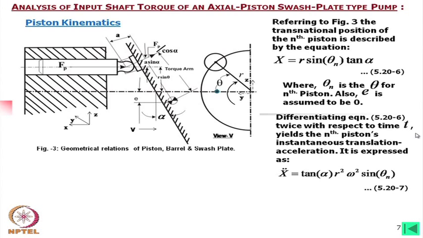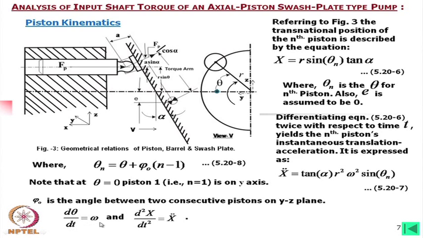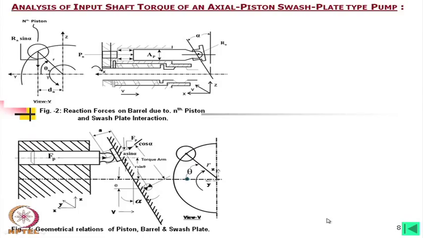Now, if we differentiate this with time twice, then we get the acceleration in this form. Omega again we are considering as a constant, otherwise another term will come here. That means if we would like to find out the transient of the pump when the pump shaft is accelerating, that will be different from this one. Here we are considering the pump speed is constant, steady state, but we are considering the pressure ripple within the steady state region. Now, theta n we have defined earlier, also this we can find out in this way. And theta is equal to 0 when piston 1 is on this axis. Now, d theta by dt is equal to omega, this we have already, and d square x by dt square is x double dot, which I think is automatically understood.